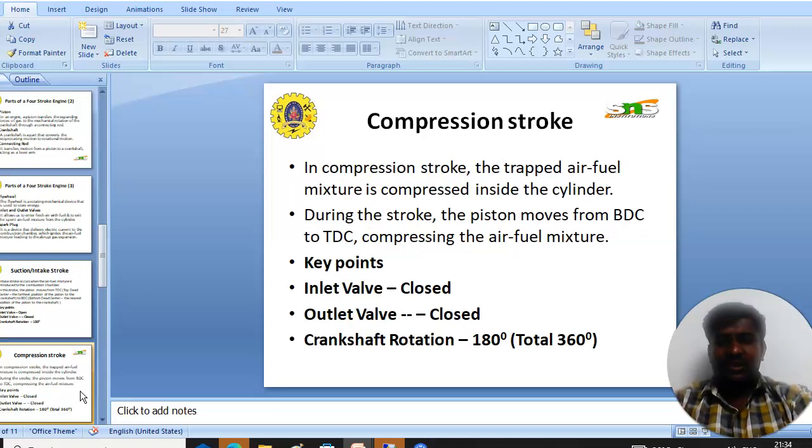The next is the compression stroke. In the compression stroke, the trapped air fuel mixture is compressed inside the cylinder. During the stroke, the piston moves from the BDC to the TDC, compressing the air fuel mixture. The key points of the compression stroke are inlet valve closed, outlet valve closed, crank rotation is 180 degrees, totally it is 360 degrees.